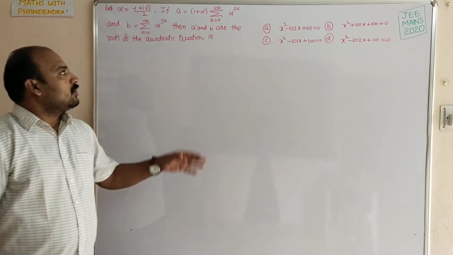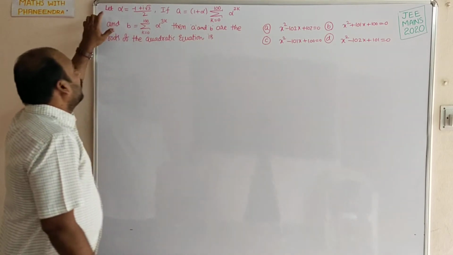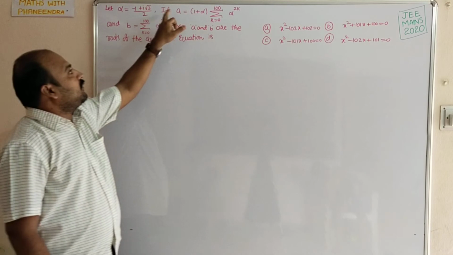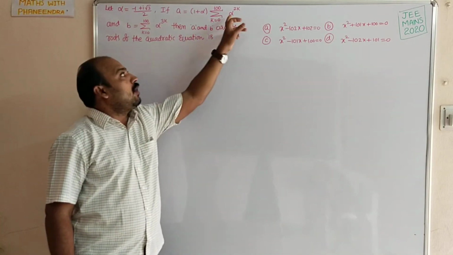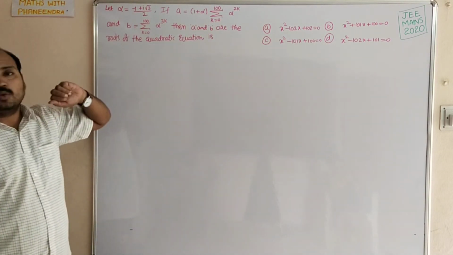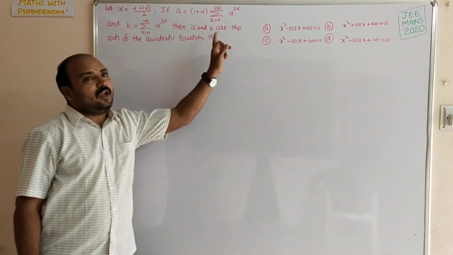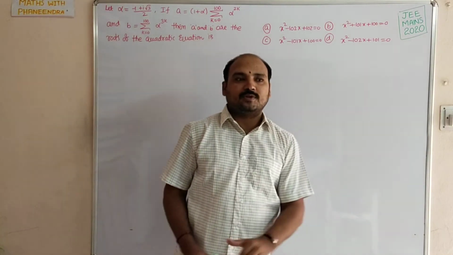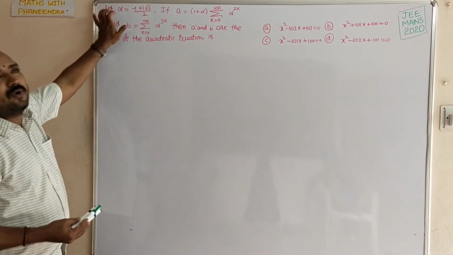The next question was also given in JEE Mains 2020. Let alpha equal to minus 1 plus i root 3 by 2. If A equal to 1 plus sigma k equal to 0 to 100, alpha power 2k, and B equal to sigma k equal to 0 to 100, alpha power 3k, then A and B are the roots of the quadratic equation. These are the options. Let us calculate the A, B values one by one by taking the help of alpha.